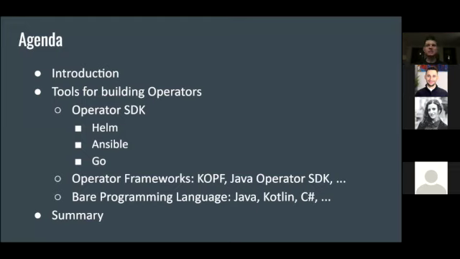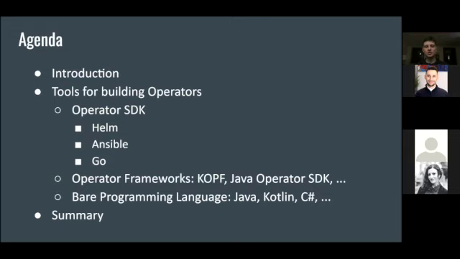I will first talk shortly about the operators in general. What is an operator? Why do we build it? And then I will walk through all possible ways that you can use for building an operator. So I will cover Operator SDK and the 3 methods it provides: Helm chart-based, Ansible-based, and Go-based. I will talk about different operator frameworks, and I will also mention how you could implement an operator from scratch using any programming language you want.